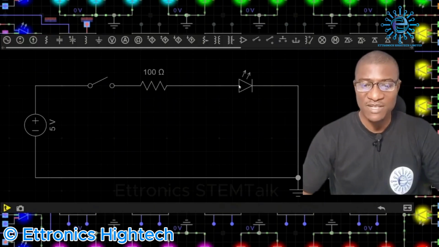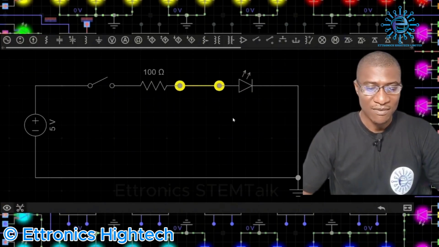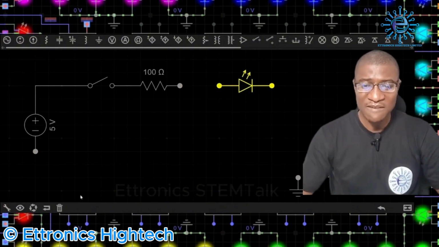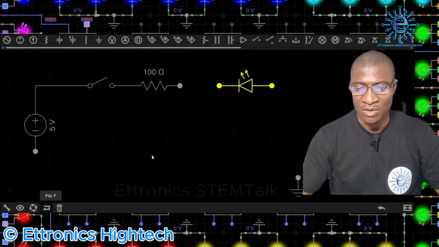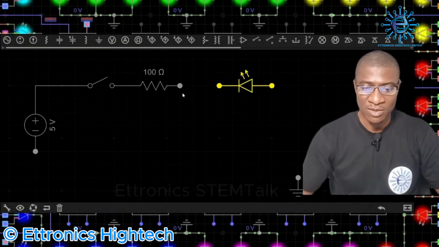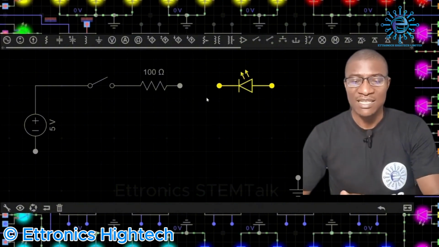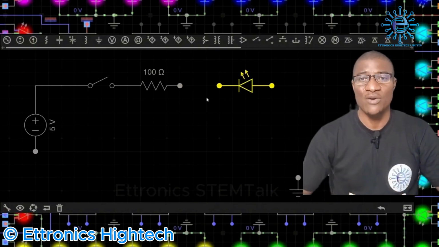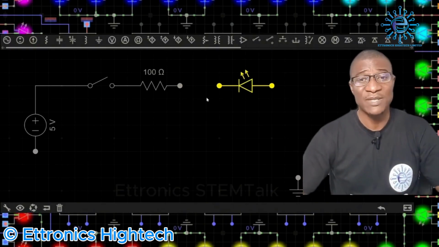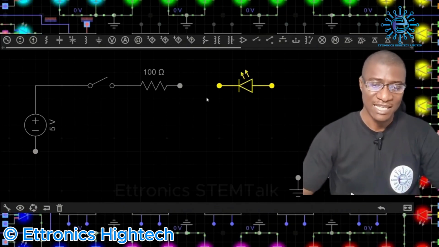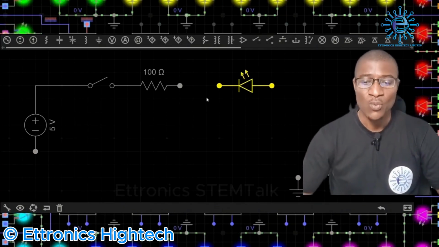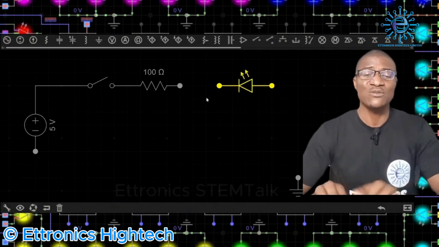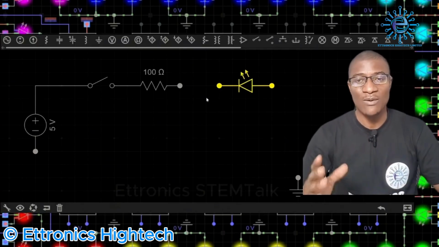Now, if for any reason I reverse the LED, instead of having it in this direction, if I now have it in this direction, what do you think will happen? Well, we will find out. So this LED is a diode, and from our knowledge of electronics, a diode allows current to flow in one direction, especially diodes like the LED. It allows current to flow in one direction, which means it is polarized, which means it has a positive terminal and a negative terminal, which means you have to connect it rightly in the circuit, otherwise it will not work.